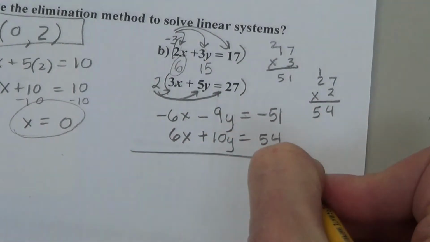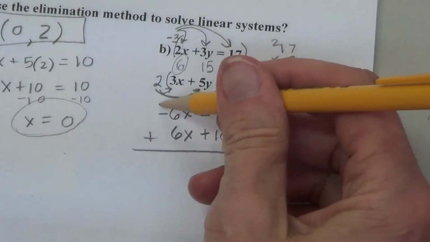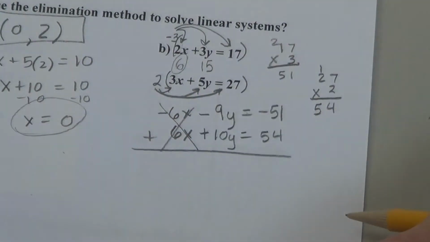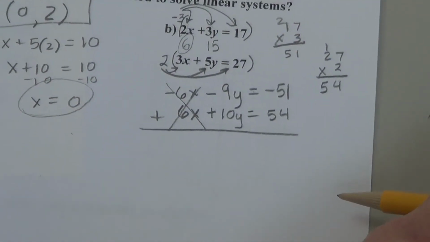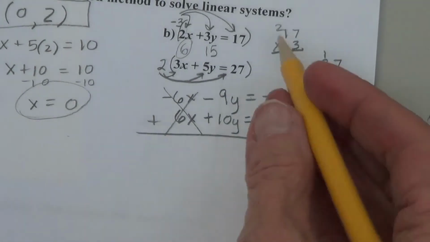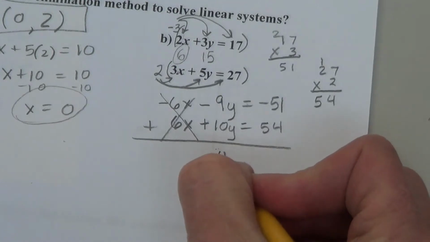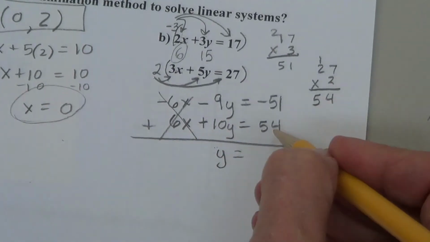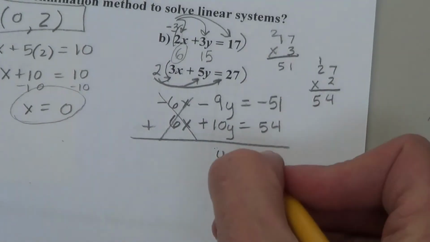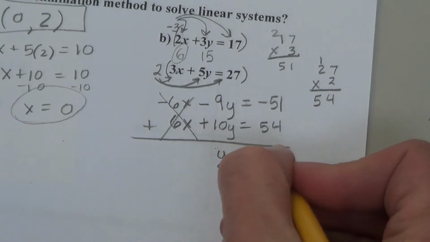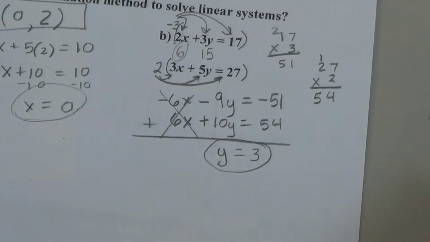Now we add these together because these x's will eliminate. And that's why we use that whole method, was to eliminate those x's. -9 and a +10 would be a +1y, or just y. 54 and a -51 is 3. So we know that our y value is 3.